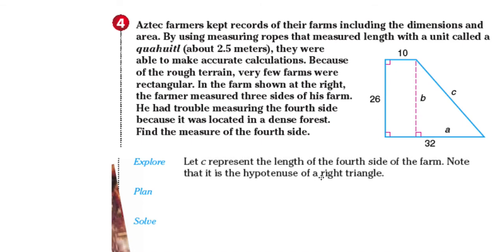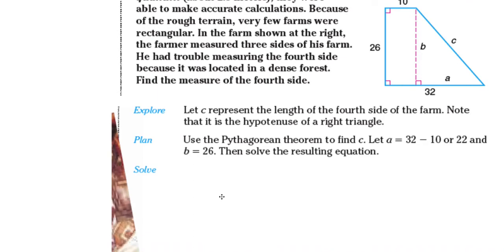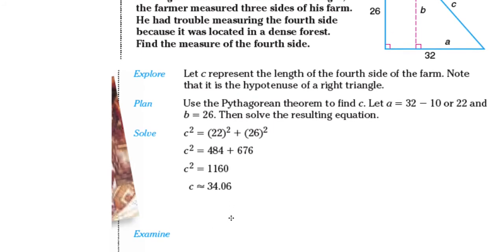Let c represent the length of the fourth side of the farm. Note that this is the hypotenuse of our right triangle, as we mentioned. So use the Pythagorean theorem to find c. So let a equal 32 minus 10, or 22. We just mentioned that. And b is equal to 26. Then we simply solve the resulting equation: c squared equals 22 squared plus 26 squared. Simplify that, we have c squared is equal to 484 plus 676. Simplify that further. c squared is equal to 1160.